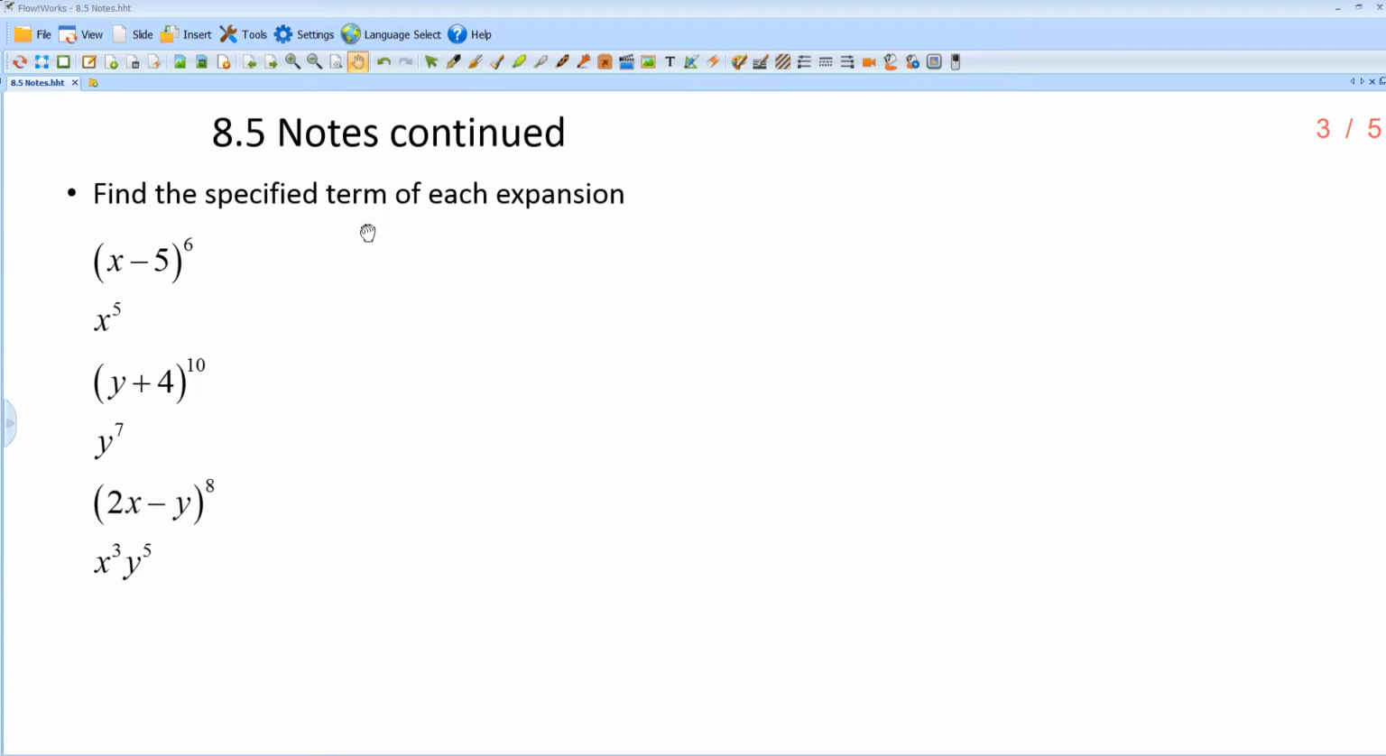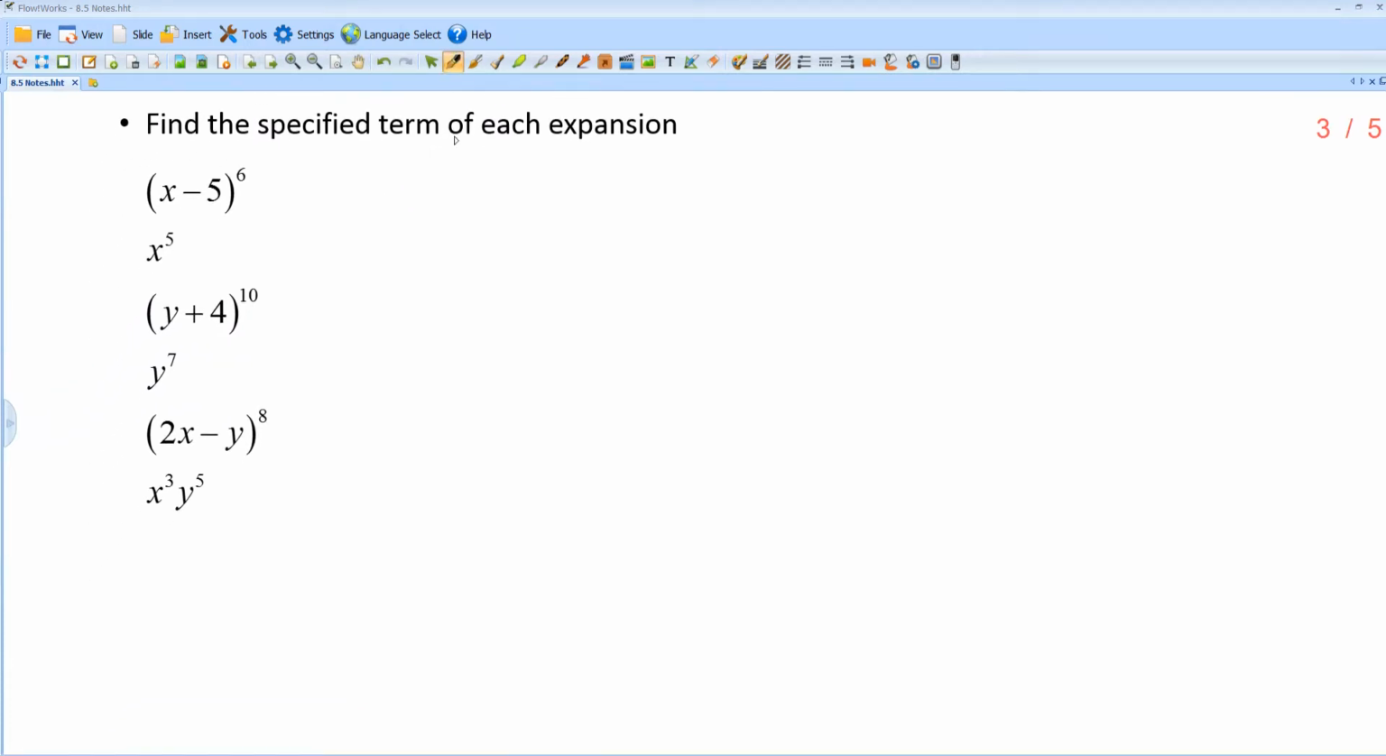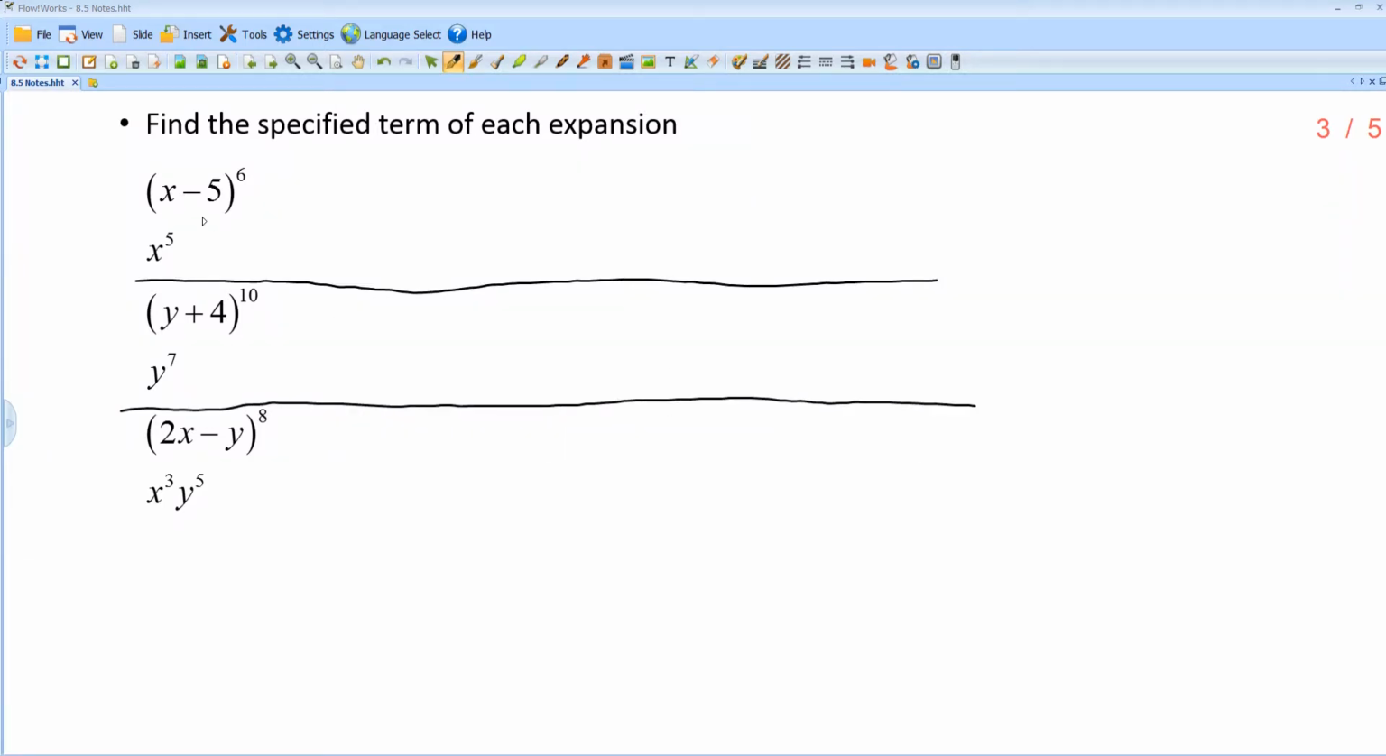So find the specified term of each expansion. Here, I have (x minus 5) to the 6th power. These are separate problems. I'm being asked to find the term that has x to the 5th. So what you want to be thinking about in this case, it's to the 6th power, which means you have x to the 5th. Here's x, here's y. And this would also mean that I'd have a negative 5 to the 1st power. I know that because the sum of these two exponents has to be equal to 6, whatever our power is. So how does that help me?